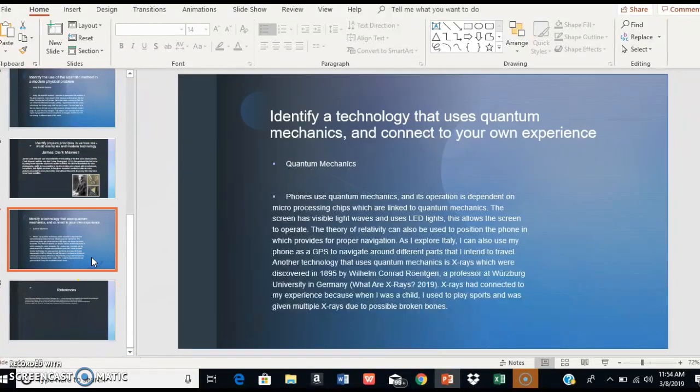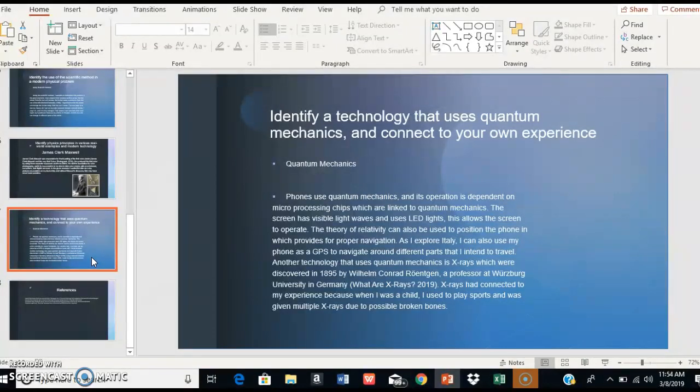Quantum mechanics. Phones use quantum mechanics, and their operation is dependent on microprocessing chips which are linked to quantum mechanics. The screen has visible light waves and uses LED lights. This allows the screen to operate. The theory of relativity can also be used to position the phone, which provides the proper navigation. As I explore Italy, I can also use my phone as a GPS to navigate around different parts that I tend to travel.